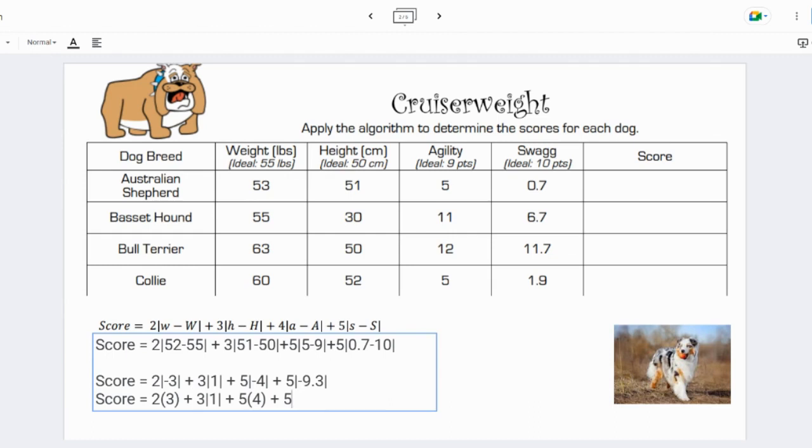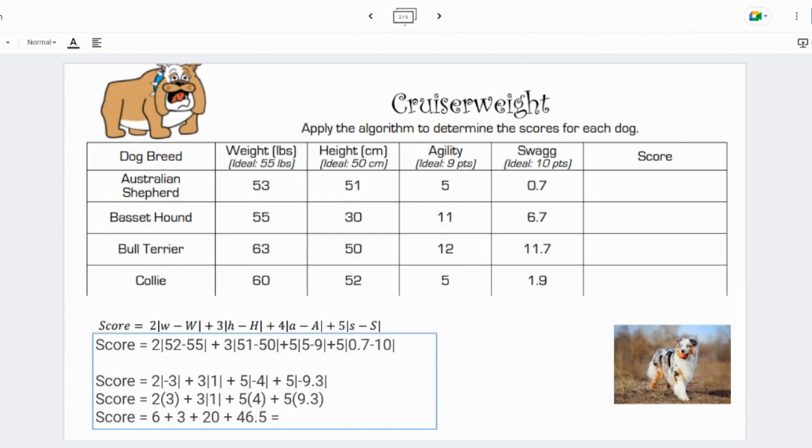Use your calculator, and you're going to use the calculator to do the next part. Keep going here. 2 more rows. Score equals 2 times 3 is 6, plus 3 plus 4 times 4 is 16, plus, in my calculator, I'm going to do 5 times 9.3. I know that 5 times 9 is 45. 5 times 0.3 is 1.5, so that's 46.5. Add those all together.